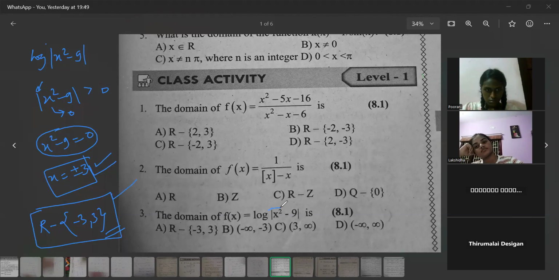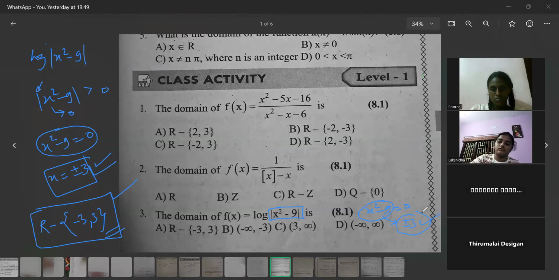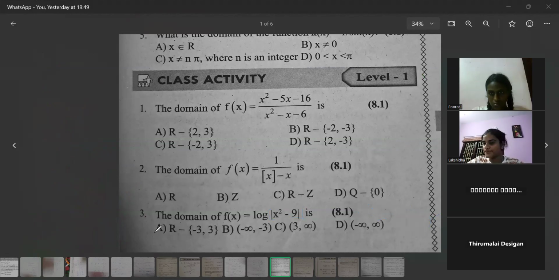This argument should be greater than 0, not equal to 0. As you know, mod is always a positive number, but the value x square minus 9 can be 0 also. So we have to find the values of x for which this expression is 0. So we have plus minus 3. If you put either plus 3 or minus 3, this expression will become 0. So plus minus 3 is not part of the domain. All other values are part of the domain. So this first option is correct. Next one.